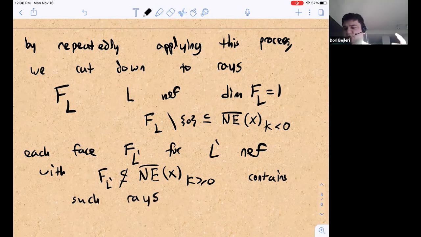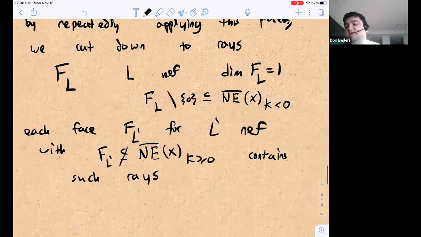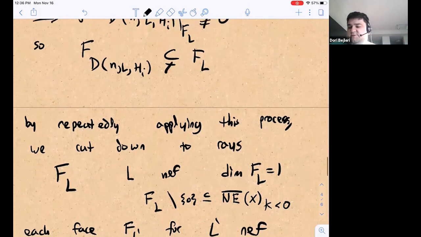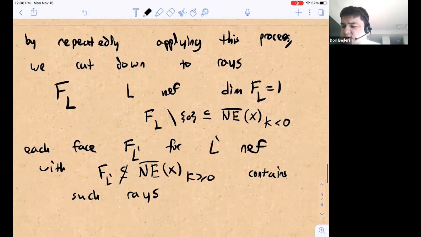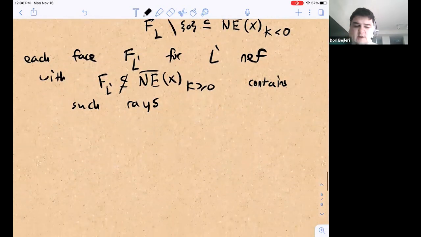Okay, so now we want to show that these rays, these FLs that are one-dimensional and that are in this strictly negative part, give us these countably many rays that span our cone of curves. And the point is they're countable because all of our divisors that we define here are Cartier.